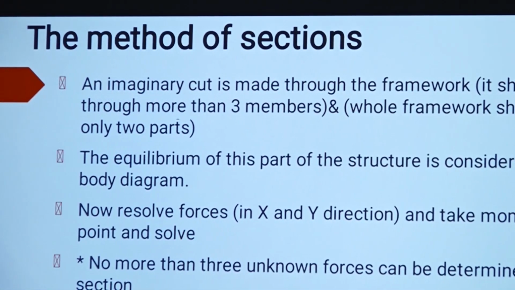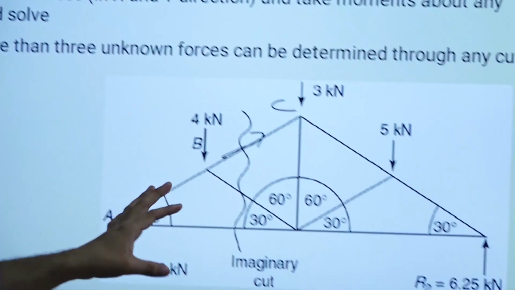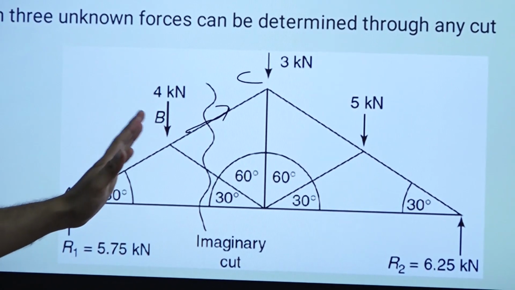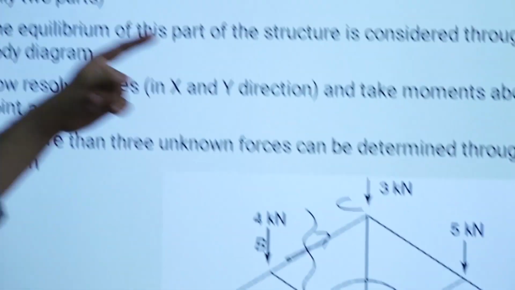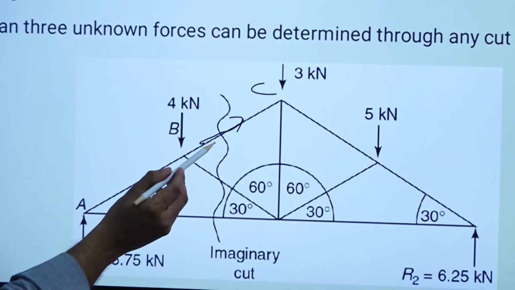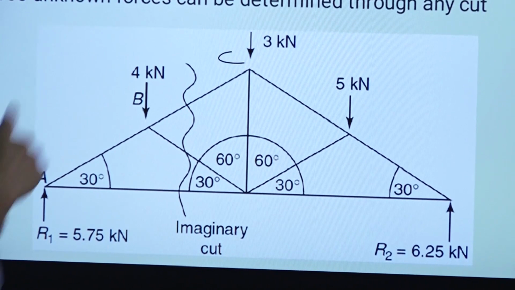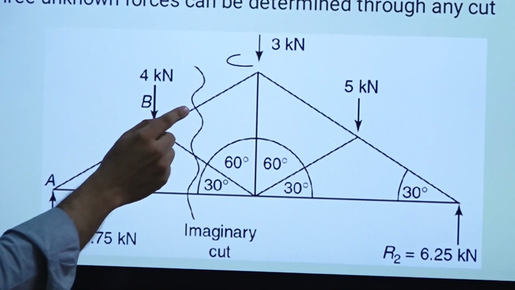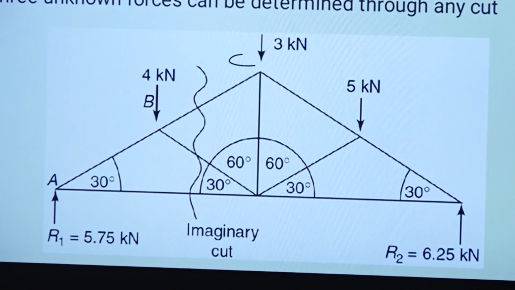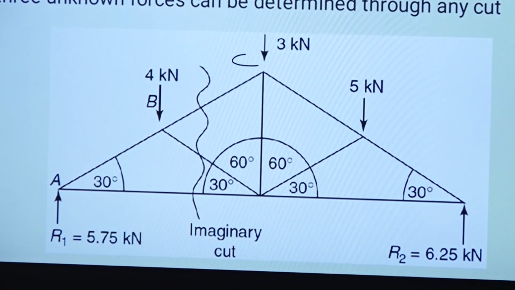So we are going to cut this whole framework in 2 parts, the left one and the right one. One more thing, it should not pass through more than 3 members. As you can see, it is passing through only 3 members: 1, 2 and 3, not more than 3. Then it will be very tough to solve this problem, right?